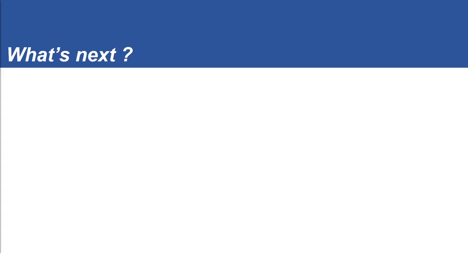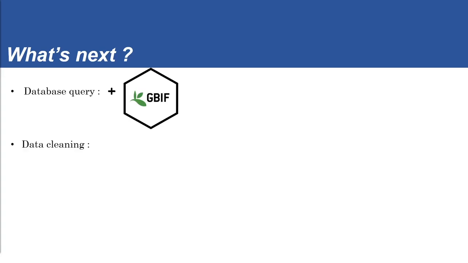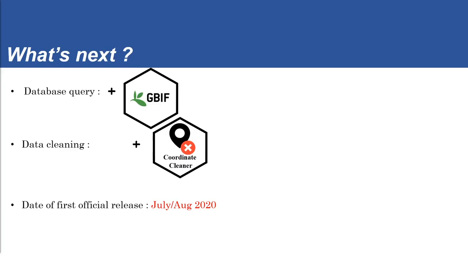So what's next? The plan is to add an API to carry occurrence records from the Global Biodiversity Information Facility, GBIF. Then adding a cleaning step to remove undesired or suspicious records. Shiny Biomod is still under development, but it should be available by July or August 2020, hopefully.